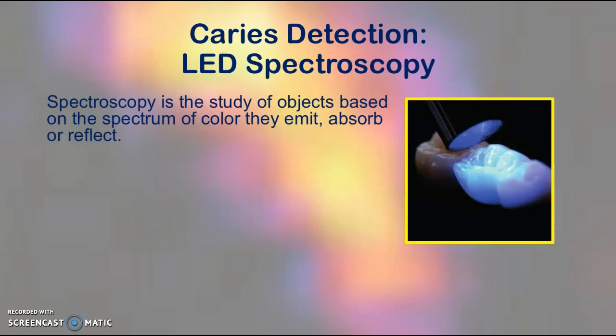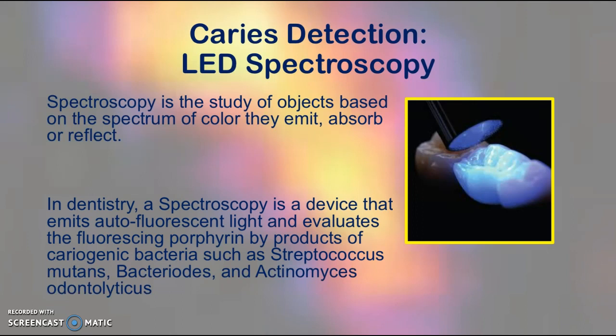Let's talk about the second device, LED spectroscopy. Spectroscopy is the study of objects based on the spectrum of color they emit, absorb, or reflect. In dentistry, a spectroscopy is a device that emits autofluorescent light and evaluates the fluorescing porphyrin byproducts of cariogenic bacteria such as Streptococcus mutans, Bacteroides, and Actinomyces odontolyticus.